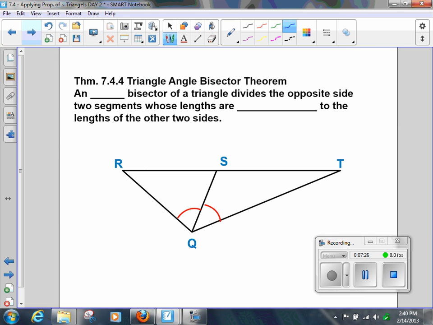Look at the next one. The triangle angle bisector theorem. Folks, this is kind of, sort of, changing things a little. Where we were looking for what was the clue in the triangle proportionality theorem? What did we have to have?